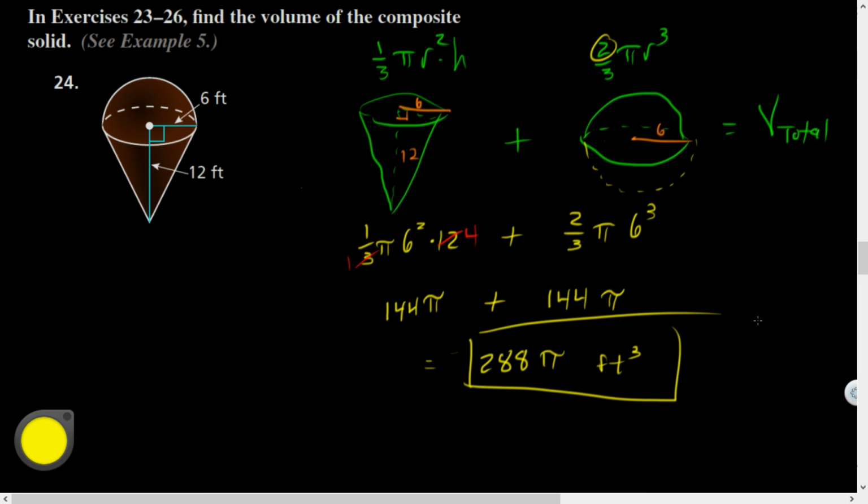So there's the exact answer, multiply by pi to get a decimal approximation. 904.78 feet cubed.